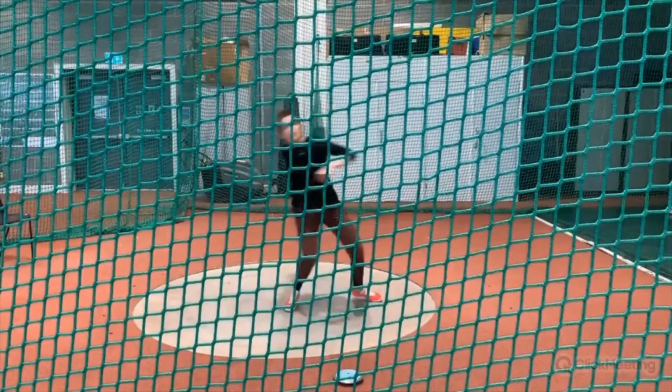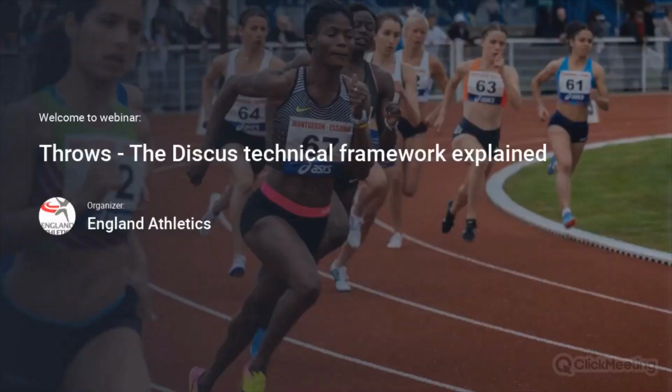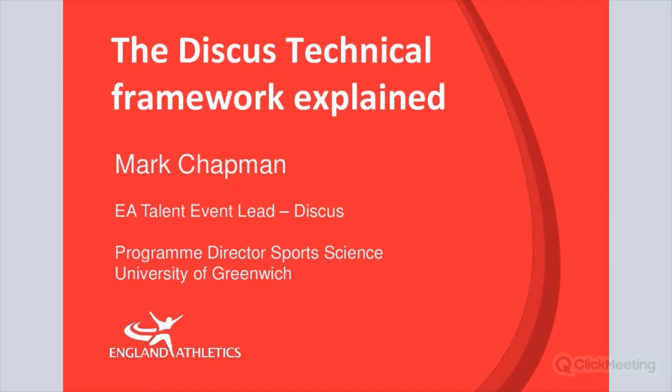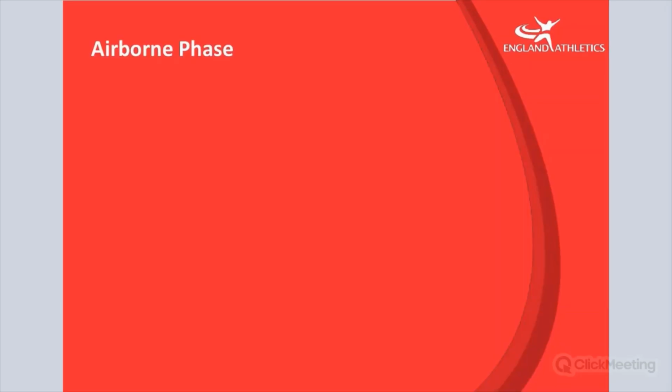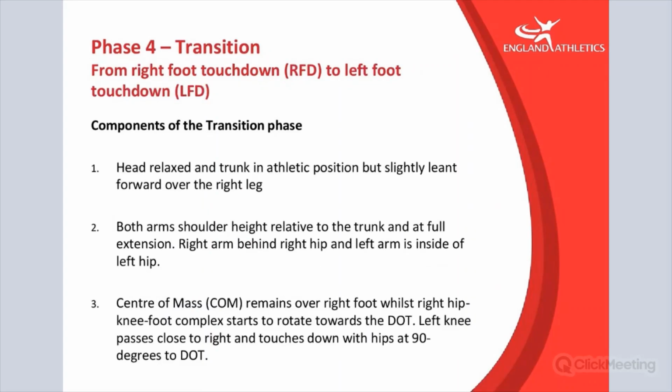So the right hand, the discus hand, is still behind the right hip. The right hip knee foot complex has started to turn. The left arm, I would probably like it to be slightly extended from that position, but that's the transition position. So that was the transition phase I just showed you there.